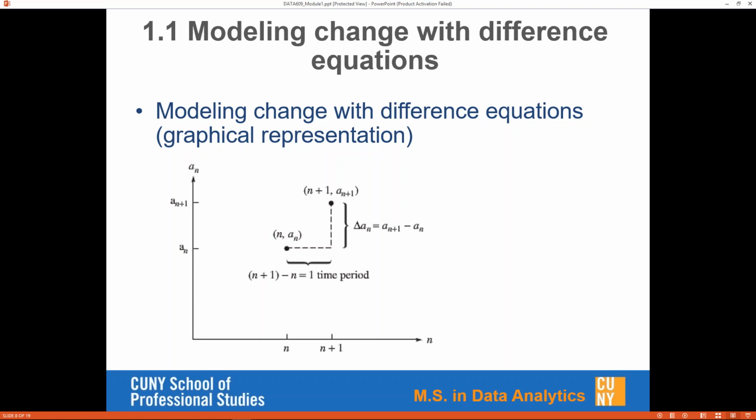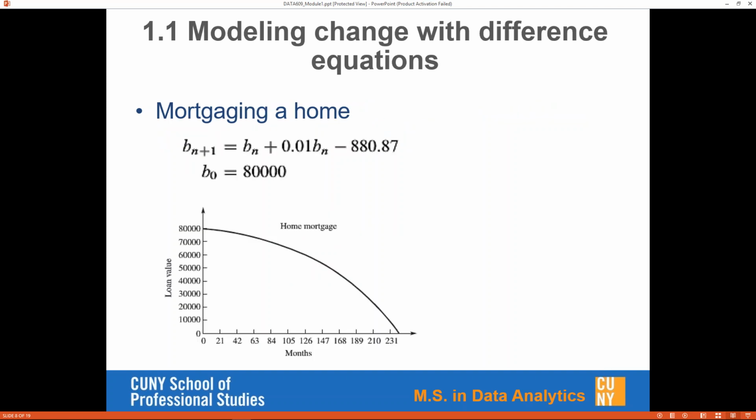What does this mean? What we are saying is, for one period of time, what is the y value change? Suppose that in two-dimensional space, the x-axis is n, the time epoch, and the y-axis is the corresponding value, and we get a sub n versus a sub n plus 1. With this one time period change, the value change of y is delta an, which is an plus 1 minus an. That is the first difference. Okay, it's a simple graphical representation.